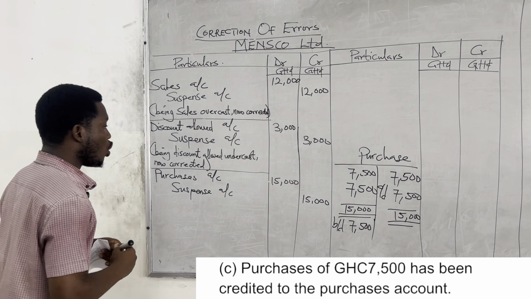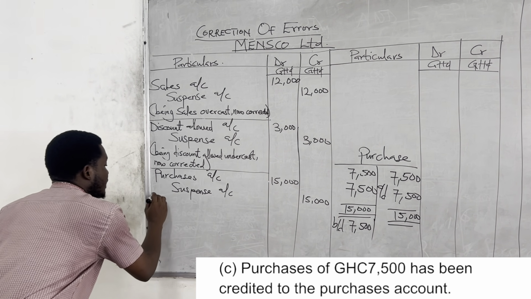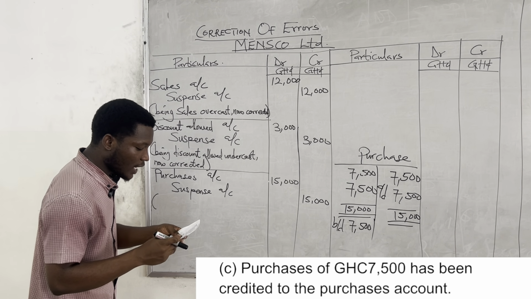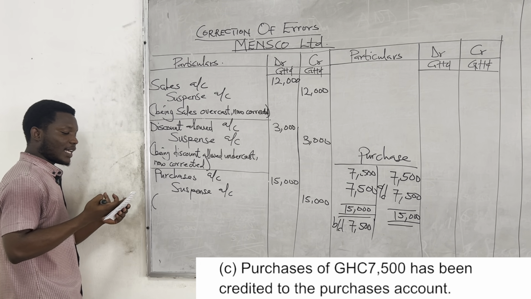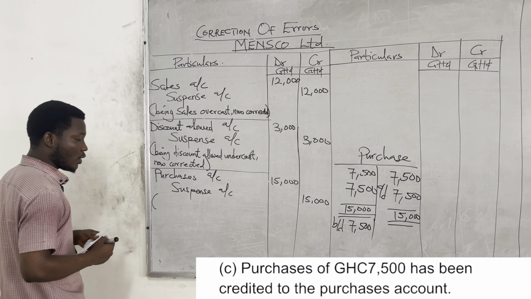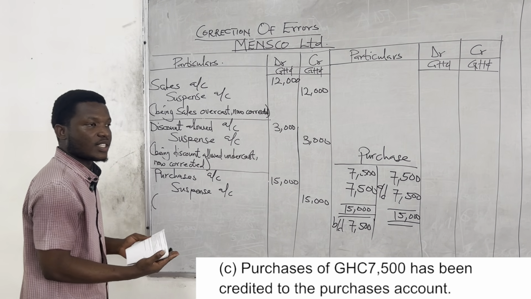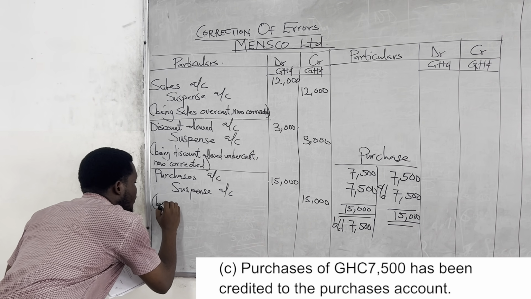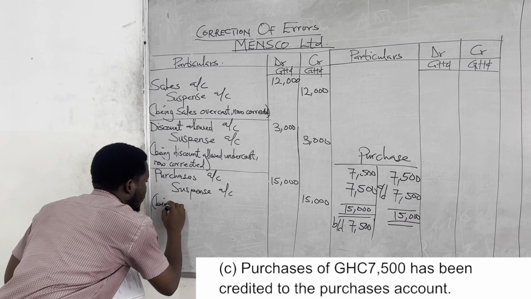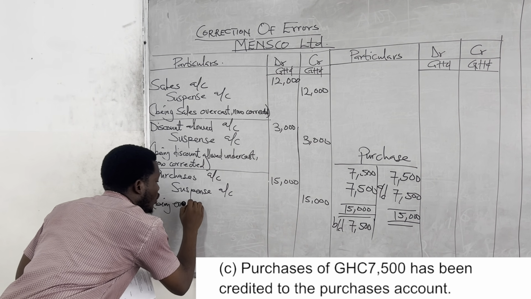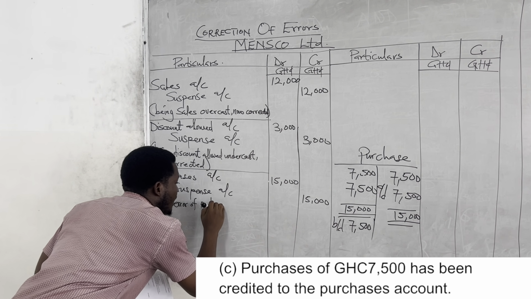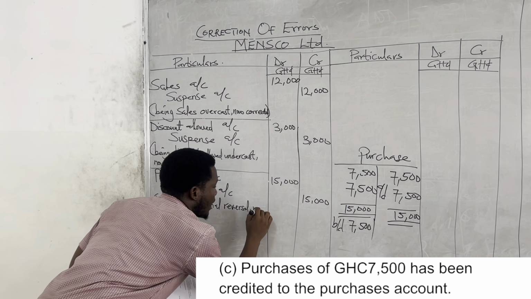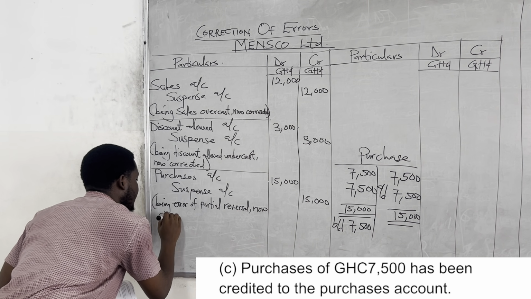15,000. So what error did we correct? The transaction is purchases of 7,000 had been credited to the purchases account. So this one we know the error already, which is error of partial reversal. So being error of partial reversal, comma, now corrected.